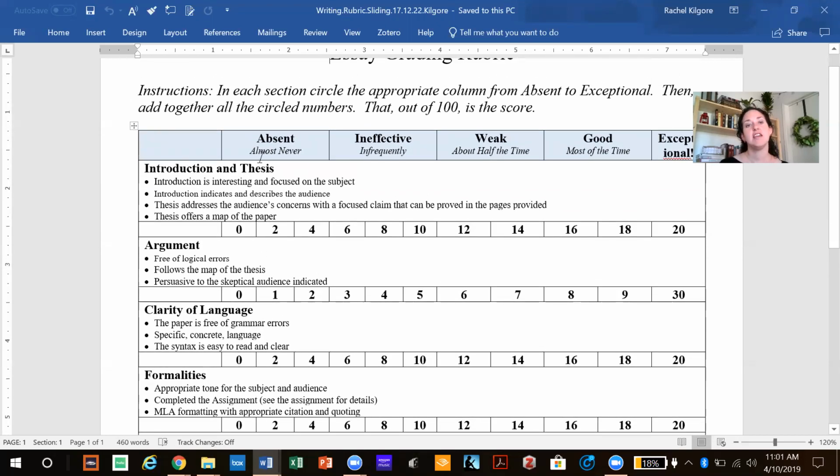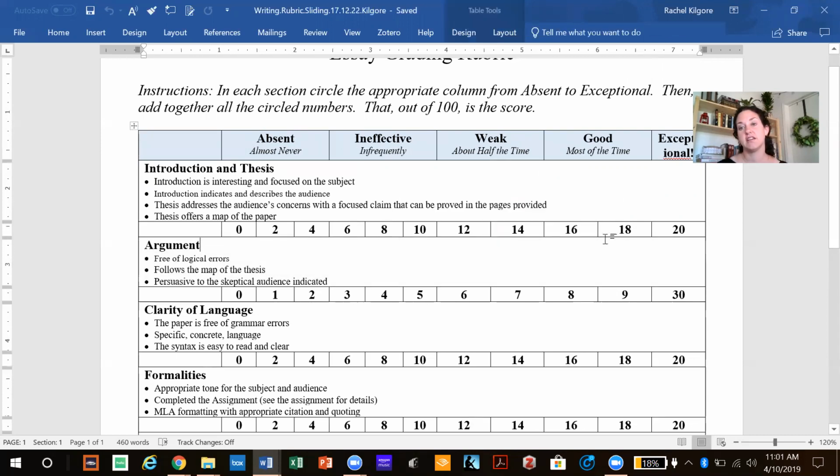The general layout is that you have these categories from left to right, whether this quality is absent, ineffective, weak, good, or exceptional. The numbers across differ slightly per category based on how much I weight that category.